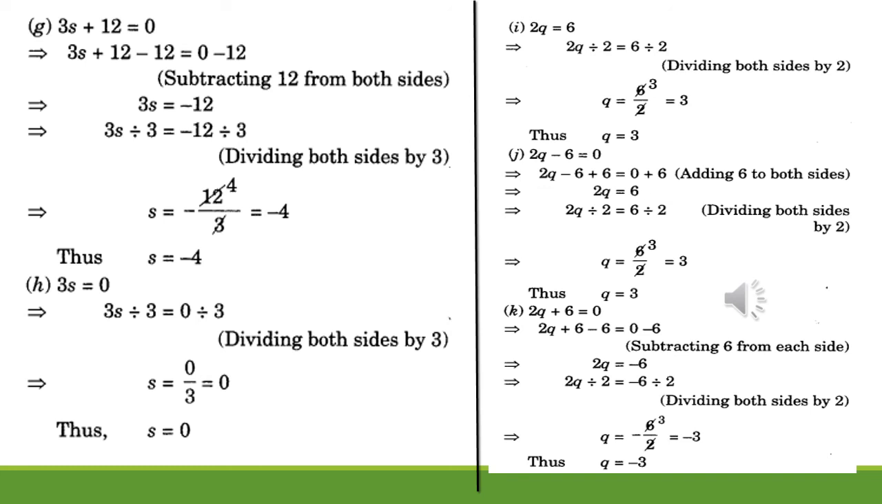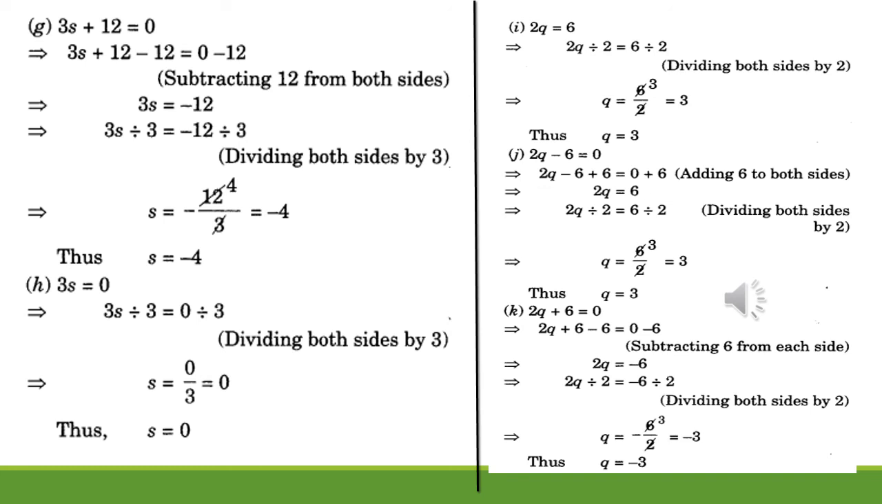2q minus 6 is equal to 0. We are adding 6 on both sides. 2q minus 6 plus 6 is equal to 0 plus 6. So 2q is equal to 6. 2q divided by 2 is equal to 6 divided by 2. So q is equal to 6 by 2 or q is equal to 3.